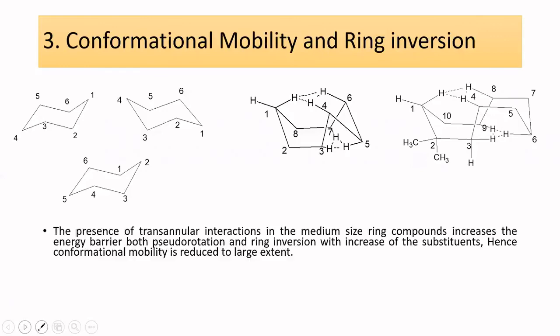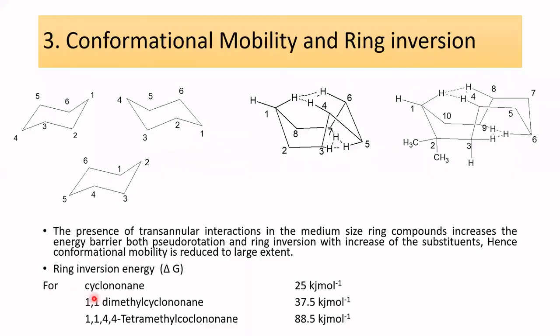So in the case of transannular interaction, the medium size ring has an energy barrier for both pseudorotation as well as ring inversion. With the increase of substituents, the conformational mobility can be reduced. This is one of the examples I have given you here. The conformational mobility is restricted. How is it calculated? It is calculated using delta G, which is the ring inversion energy. That is, from changing from one form to the other form, how much energy is required? That is calculated with the help of delta G.